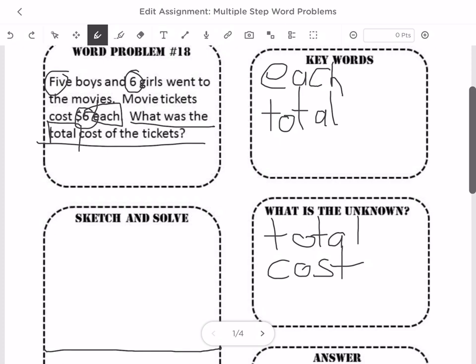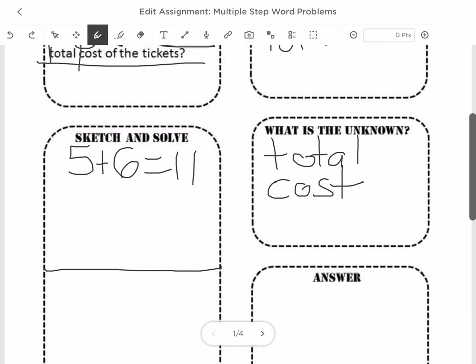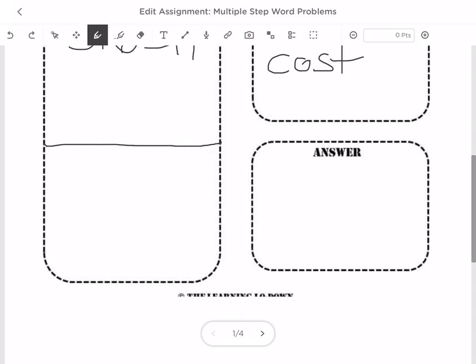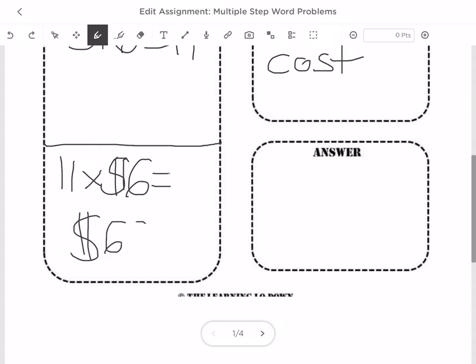What should I do with those 2 numbers? If you said add, you're correct. 5 plus 6. And what does that equal? 11. So I have 11 people who are going to the movies. But again, our unknown is what was the total cost of the tickets? How much does each ticket cost? $6. And there's 11 of them. So I'm going to do 11 times $6. And a lot of you are super good at your 11, so you should get this lickety-splickety. 11 times $6 would be $66.